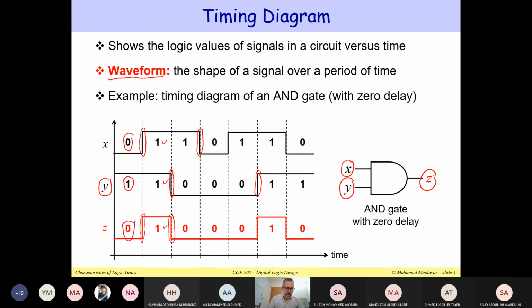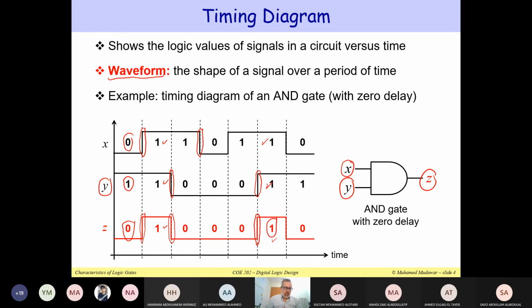Okay, notice that here also how the Z is changing from 0 to 1 because we have X is 1 and Y is changing from 0 to 1. So this will give me the output Z is equal to 1. Okay. So this is what I call the timing diagram. The timing diagram is very important, especially when you would like to verify the correctness of a given circuit.